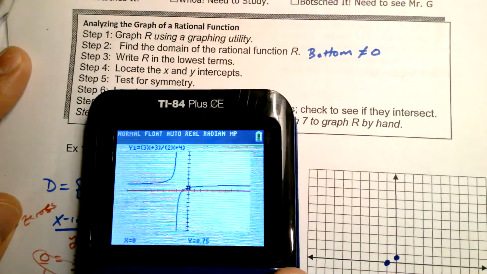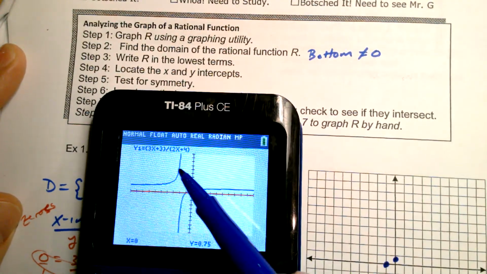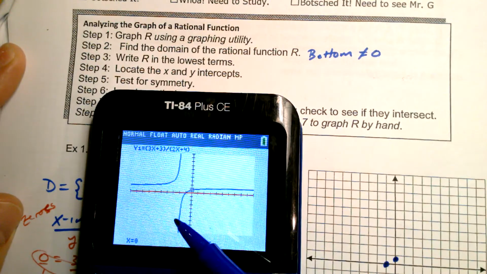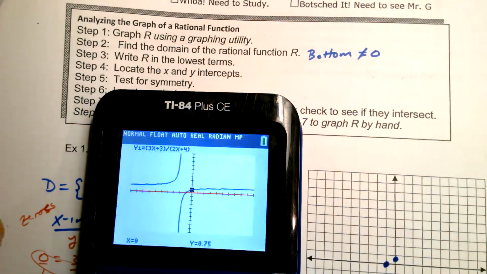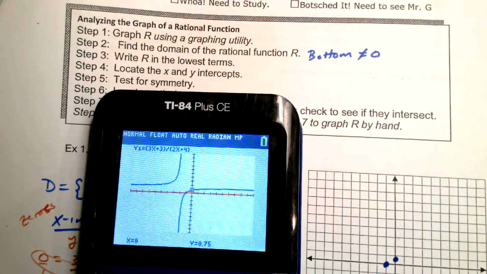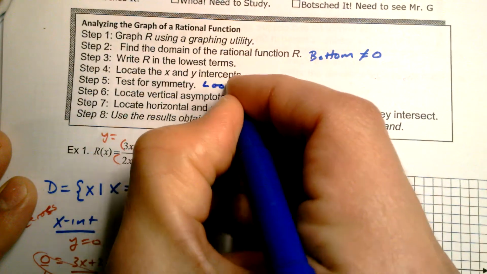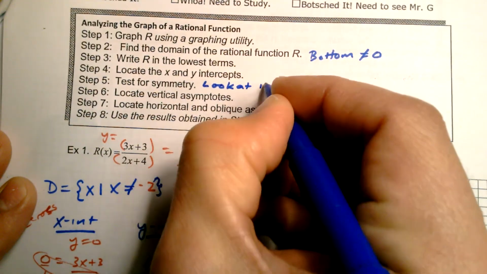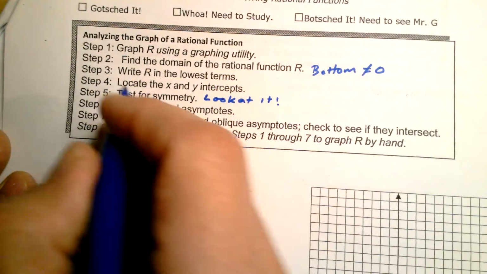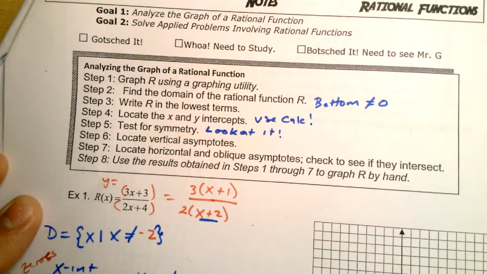Testing for symmetry, I would just do this visually. Do you guys see any symmetry over the y-axis or origin? Do you guys see anything symmetric here? What do you guys think? I'm seeing head shaking no here. I'm seeing thumbs down. This is definitely not symmetric. So I would just say no symmetry. Okay, so test for symmetry, look at it. Okay, x and y intercepts, use calc. I think that's easiest.